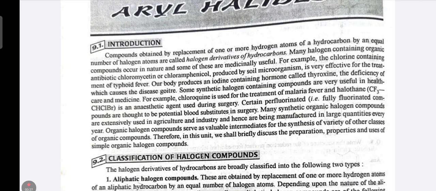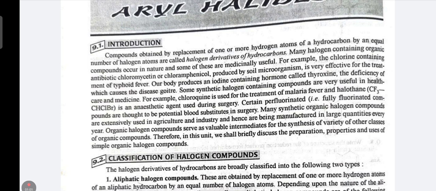Many halogen containing organic compounds occur in nature and some of these are medically useful. For example, chlorine containing compounds occur in nature. Some of these are used as antibiotics, chloromycin and chloramphenicol, produced by soil microorganisms, which is very effective for the treatment of typhoid fever.